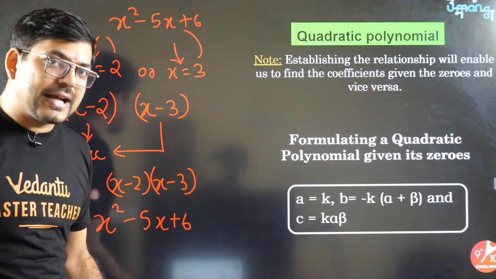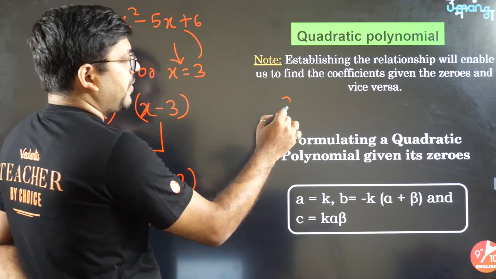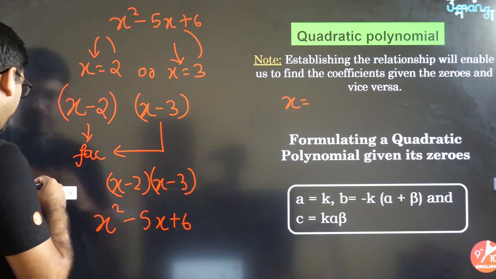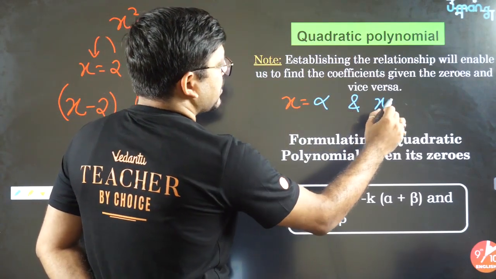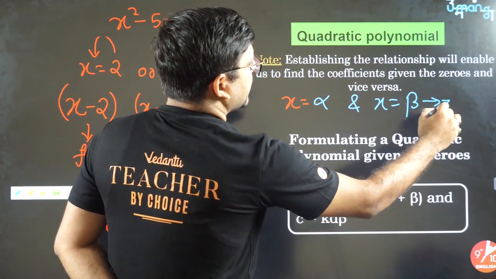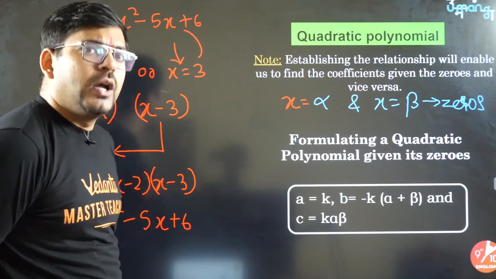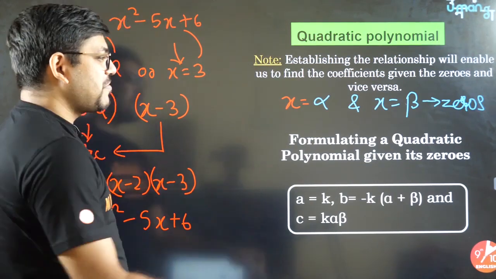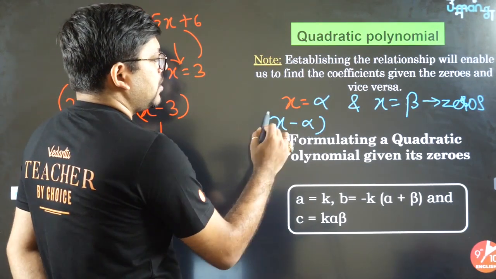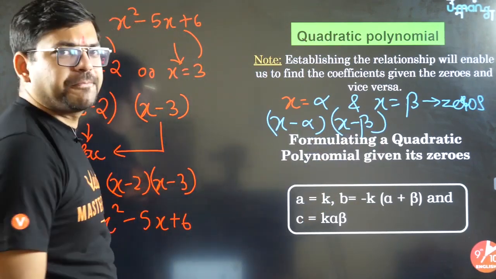Yes. So that is how it works. Here you have to remember that, for example, if x equals alpha and x equals beta are the two zeros or roots given to you, and the question asks what is the quadratic equation, you'll have to answer (x minus alpha) into (x minus beta). Multiply them and you'll get the answer.